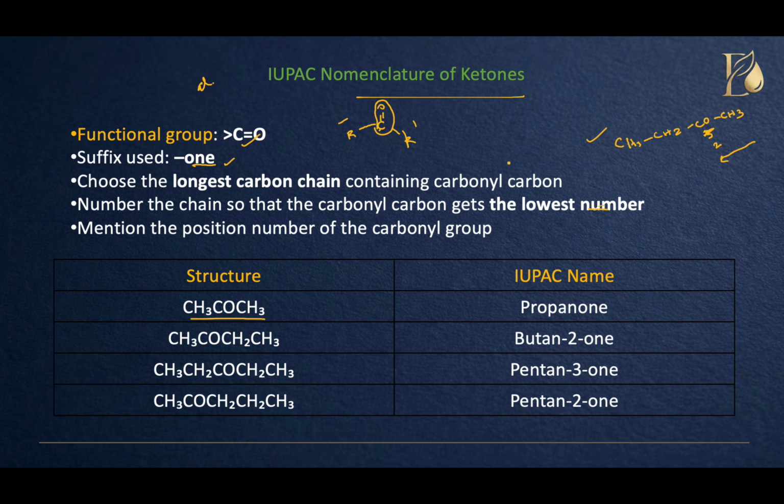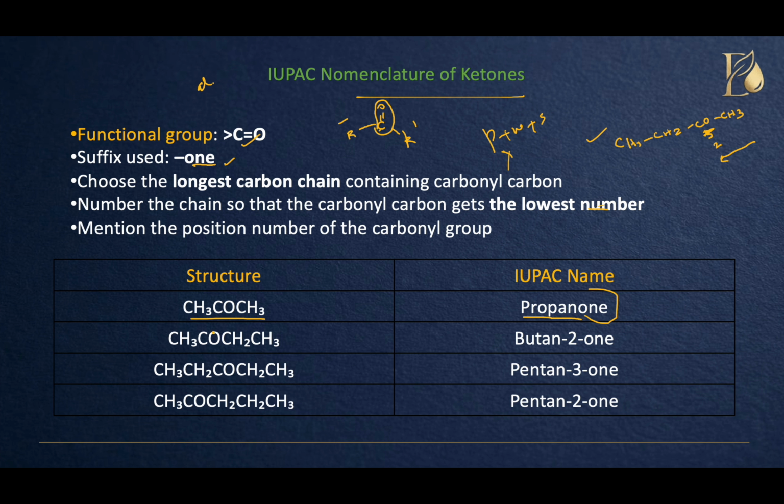We know the general formula for nomenclature through IUPAC is prefix plus word root plus suffix. There are no substituents, so there is no prefix, and the word root is based on the number of carbon atoms. Here there are 3 carbon atoms; we have to count the carbonyl carbon also. So totally it is 3 carbon atoms, and the word root is prop. To that prop we have to add "one" also. So propanone. So this is propanone.